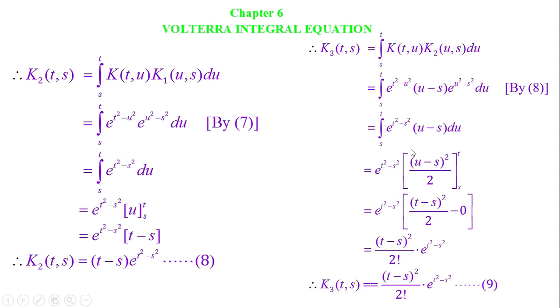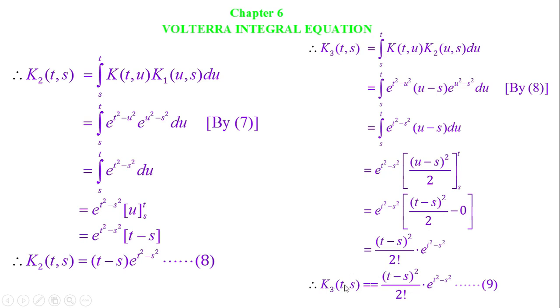In the next line, since it is not a function of u, I bring it out of the integration, and the remaining part is the function of u. Doing the integration, I find the integral of u minus s is (u minus s) whole square divided by 2, and putting the upper limit and lower limit we find that it is (t minus s) whole square divided by factorial 2, and the e to the power t square minus s square I put without changing.